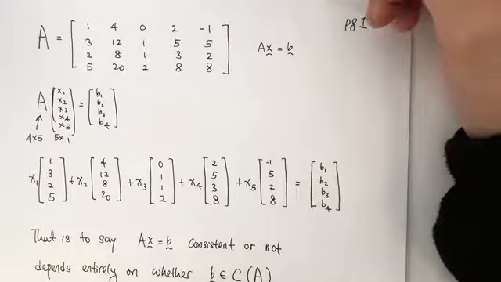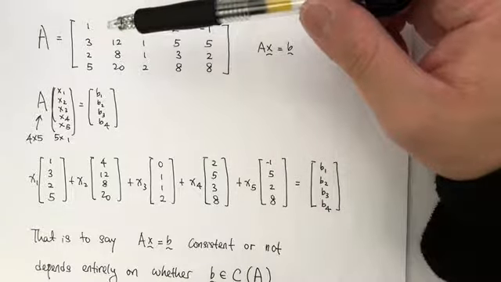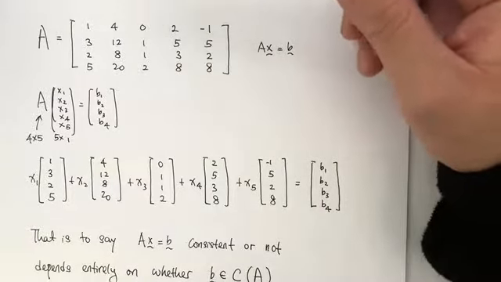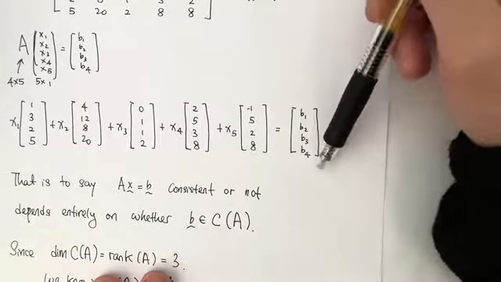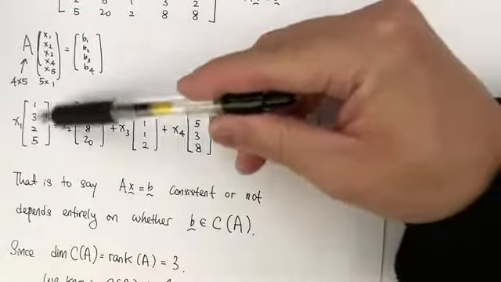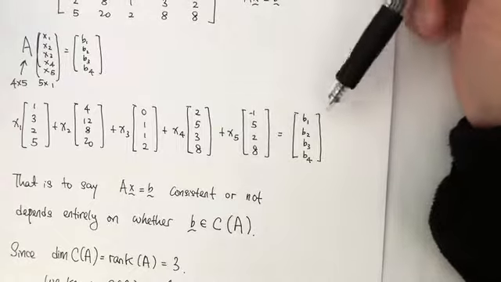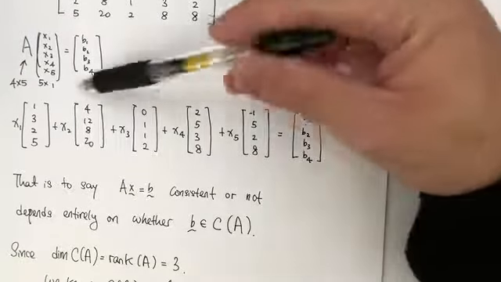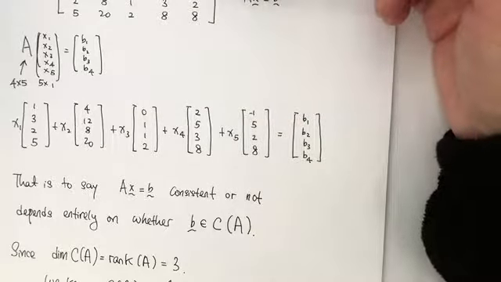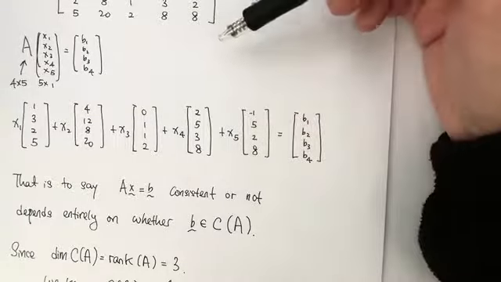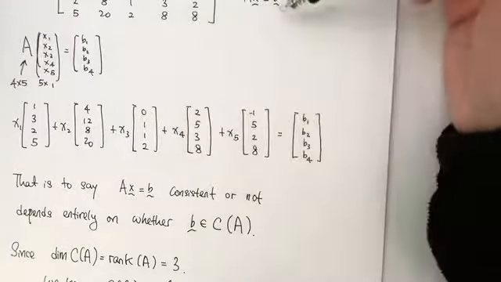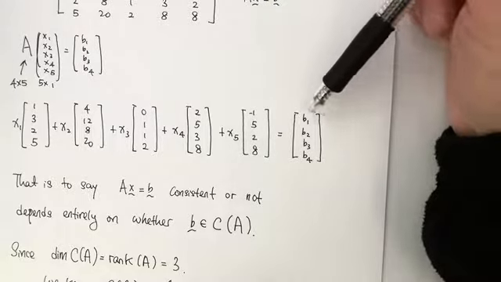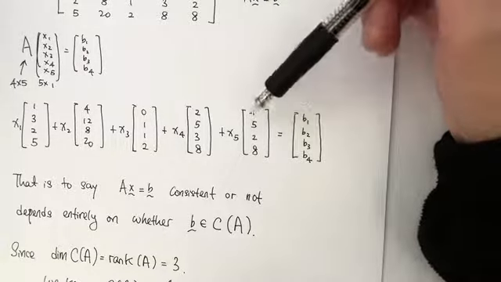Whether or not the system has a solution, which means that it is consistent, or whether it does not have a solution, which means it is inconsistent, depends entirely on whether or not these entries b1, b2, b3, b4 can be written as a linear combination of these column vectors. Another way of putting it is to say whether or not this vector b is in the span of these column vectors, and we already know that the span of these column vectors is known as the column space of A. So one last time, let me say that again: whether this system is consistent or not depends entirely on whether or not this vector b is in the column space of A.